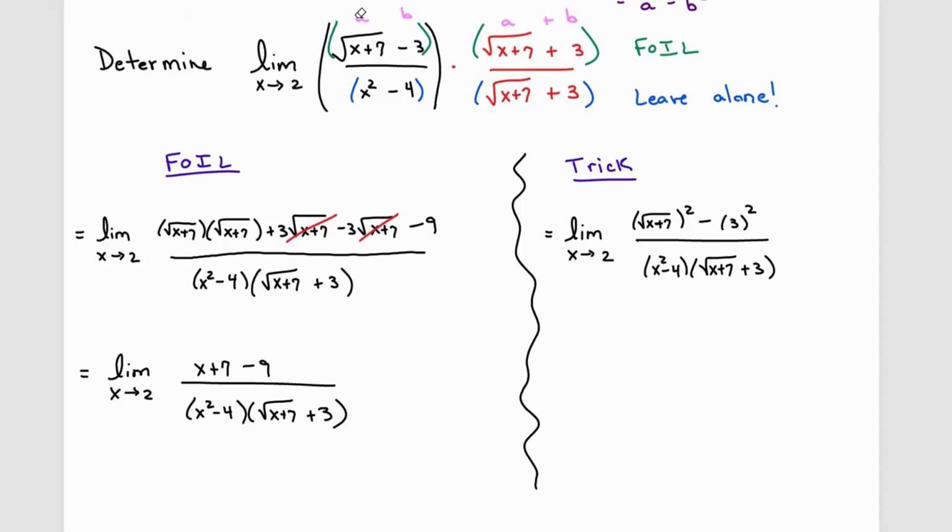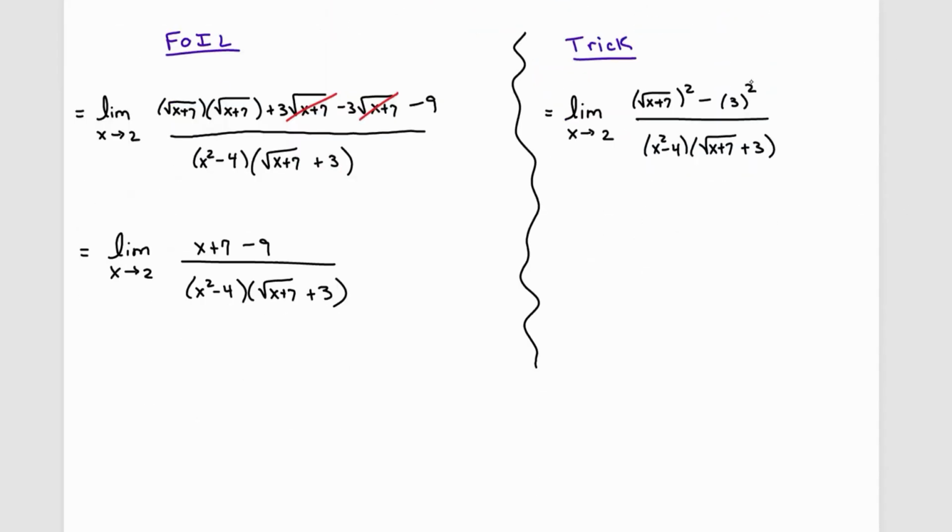You can see already how this makes things a little bit easier. It's a little less work and leaves less room for error. And now when I simplify, when I square the square root of x plus 7, I just get left with x plus 7. And when I do minus 3 squared, that's minus 9. See how it really didn't matter?